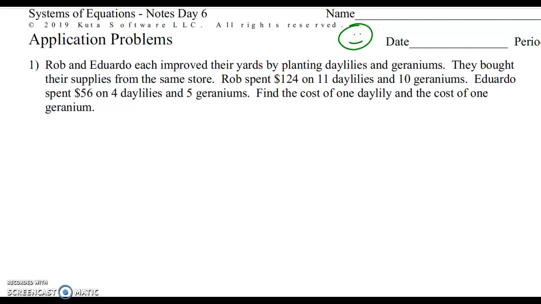All right, so we have this problem here. We can see the unknowns. We're trying to figure out what is the cost of one daylily. We'll call that D, that's our first unknown, and one geranium. We'll call that G. Right? So we've got two different equations here. Rob and Eduardo each improved their yards by planting daylilies and geraniums. They bought their supplies from the same store. So we know the cost is the same on what they're buying.